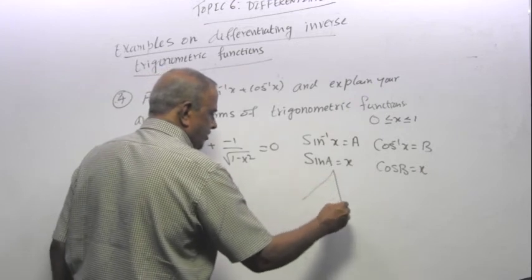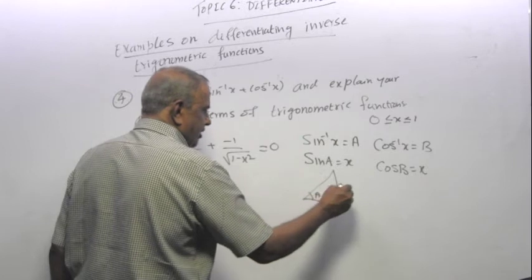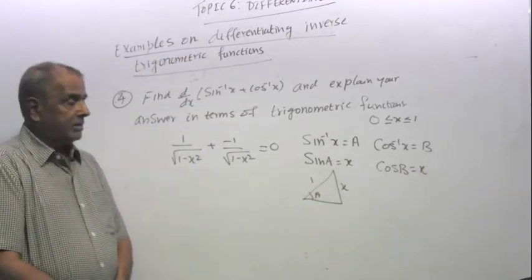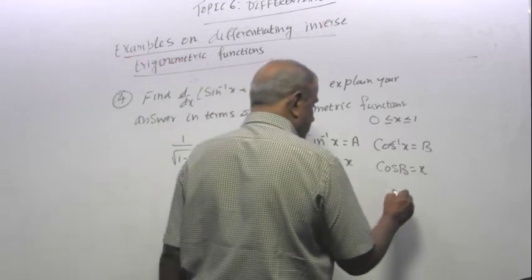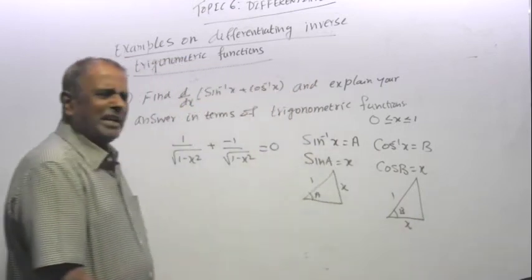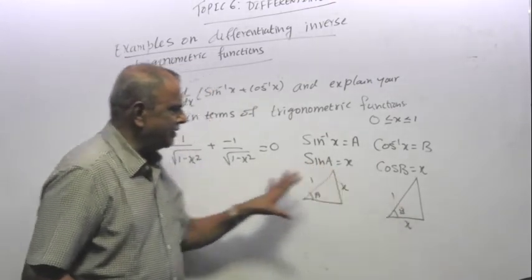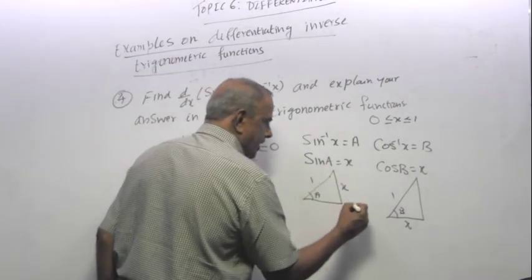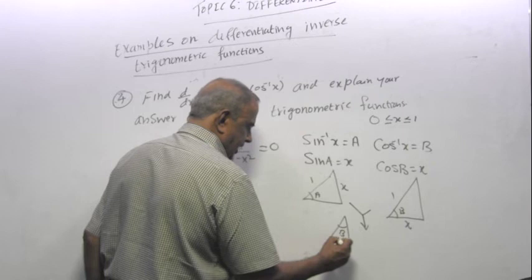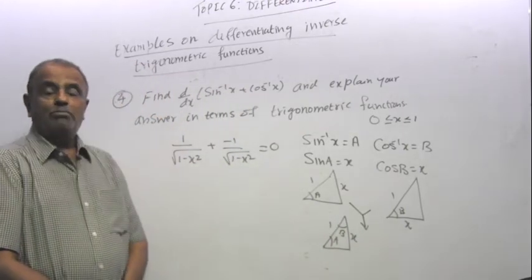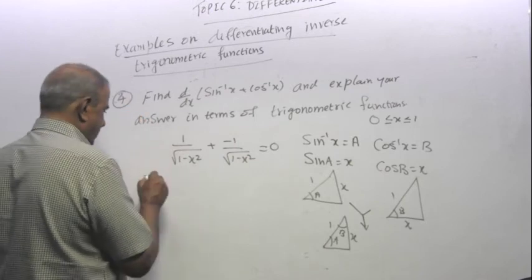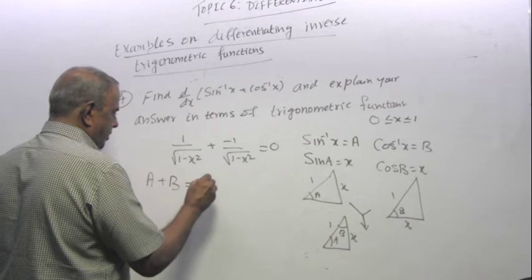If I were to draw a right angle triangle, if this is the angle A, we realize that is x. That is 1. That is sine A. Now, if I were to draw another triangle, if this is B, that is x, that is 1. What's the relation between A and B? Can you take that B and fit it in A? Don't you think I could put B there? That is B, that is A, that is x, that is 1. Doesn't that satisfy both cos B equal to x and sin A equal to x? So what do you conclude from that? A plus B is pi over 2.